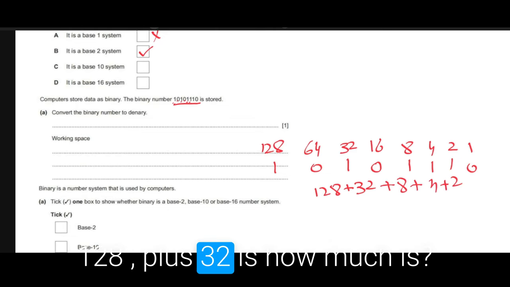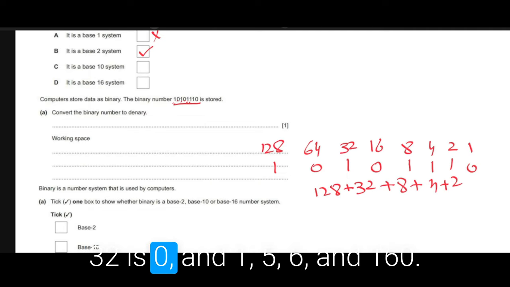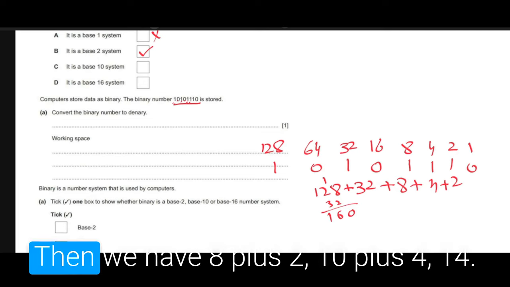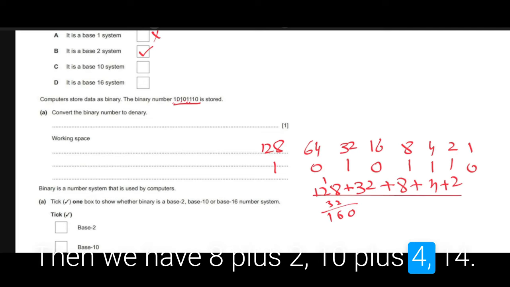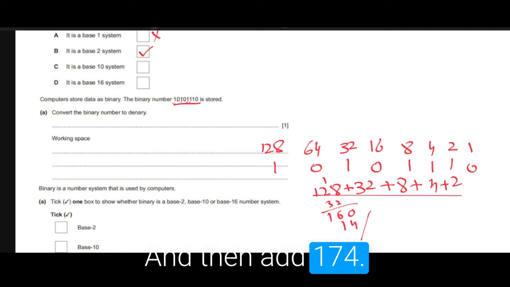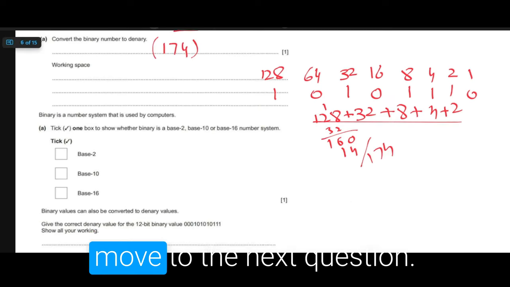128 plus 32 is how much? It is 160. Then we have 8 plus 2, 10, plus 4, 14. And then add 14 and it's 174. The answer is 174. Let's move to the next question.